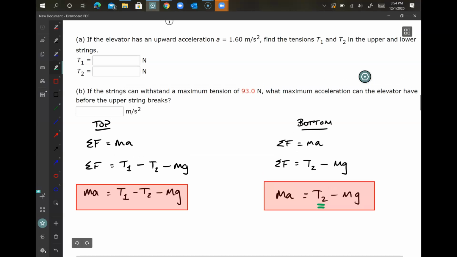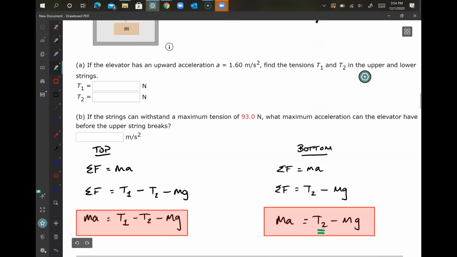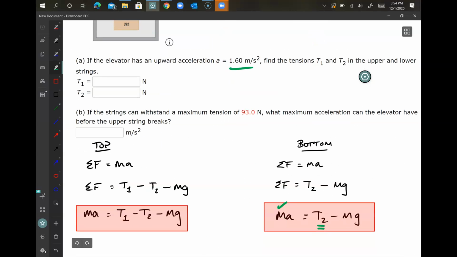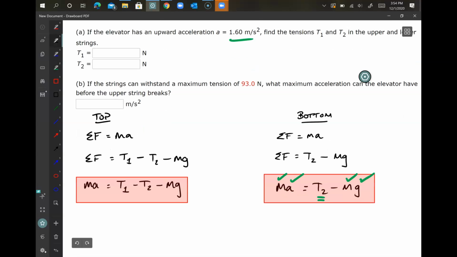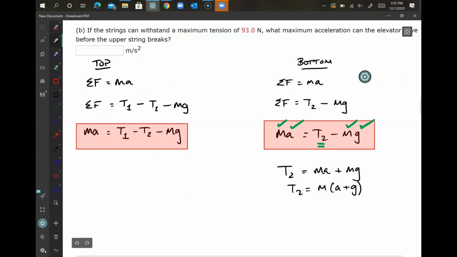Do I know the masses? Yeah, 2.95 kilograms. So mass, I know. Do I know the acceleration? Yes, 1.6. So that's also a known. And g is always 9.8. There is only one unknown in this equation, so I can solve for it. T2 equals ma plus mg, or m into a plus g. All right, good. Now I know T2.